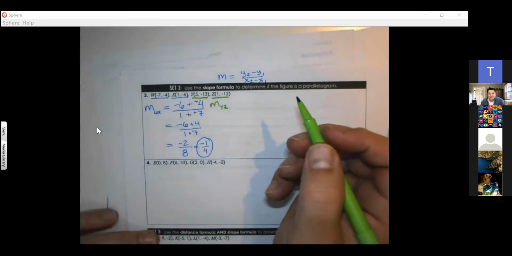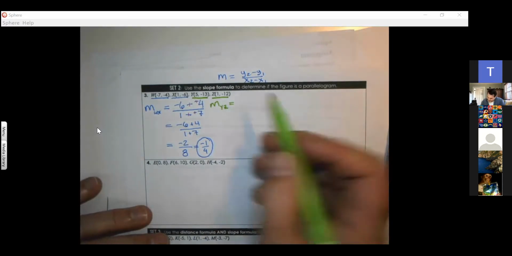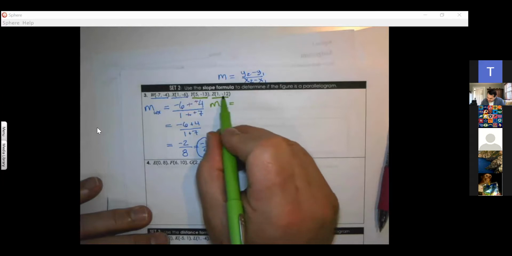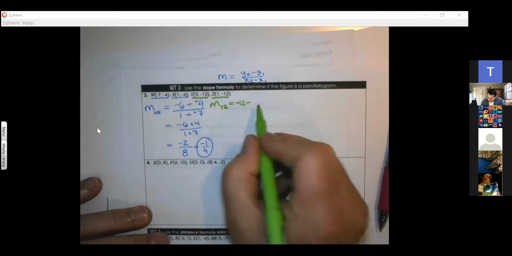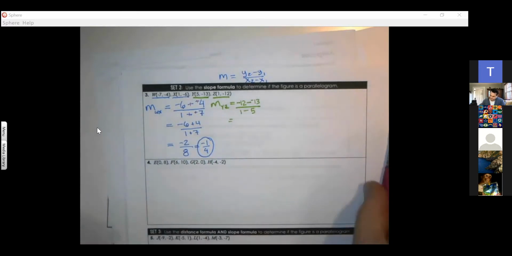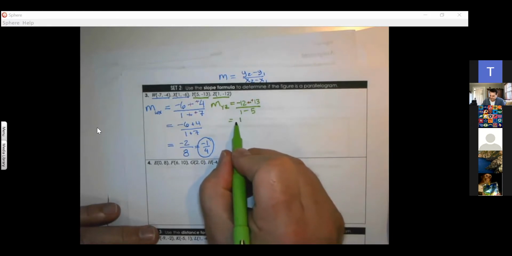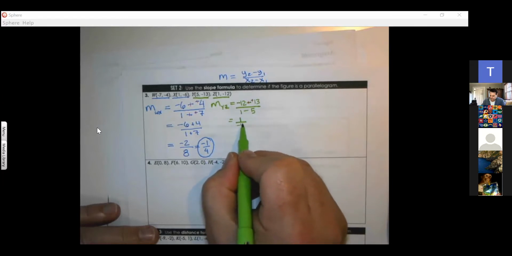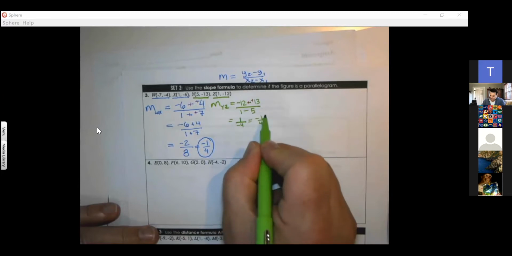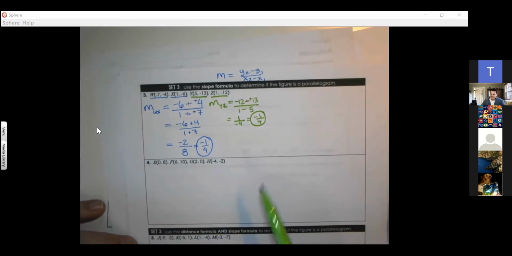M, Y, and Z. And do you see why it's important that we keep track of which one we're finding the slope for? Because we got to be able to compare them, right? So this one says Y2, negative 12 minus negative 13 over 1 minus 5. See, my double plus is going to change there. So I've got a negative 12 plus a positive 13. That's going to give me a 1. 1 minus 5 is negative 4. So this just changes to negative 1 fourth. That's my slope. And what does that tell us?